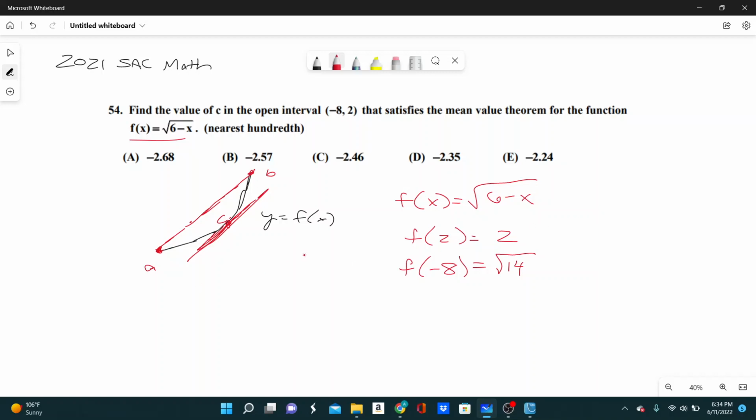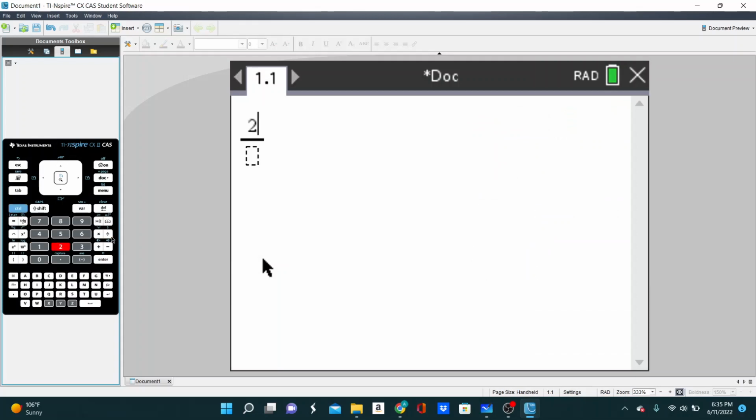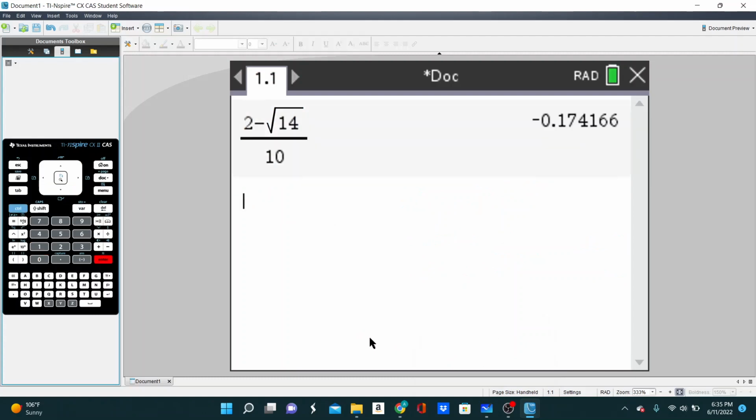To find the slope, it's just your change in y divided by your change in x. So it would be 2 minus the square root of 14 over 2 minus -8. So just y2 minus y1 over x2 minus x1. This gives us a value of about, let's see, 2 minus square root of 14, and then on bottom, 2 minus -8 is 10. So we get a value of around -0.174.